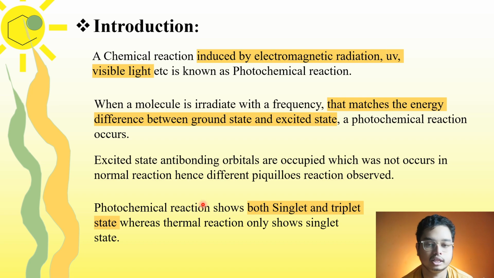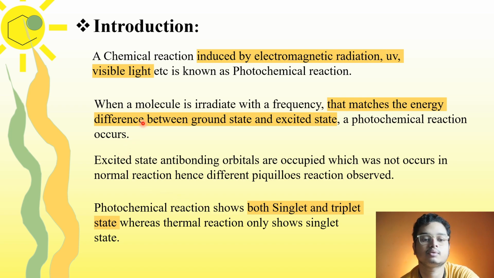That means when a molecule is irradiated using UV light or visible light, a certain change is observed. Basically, one of the electrons jumps from the ground state to the excited state, and that change is the reason for showing different types of reactions. Then we can classify that reaction as a photochemical reaction, since it is a photo-induced reaction.